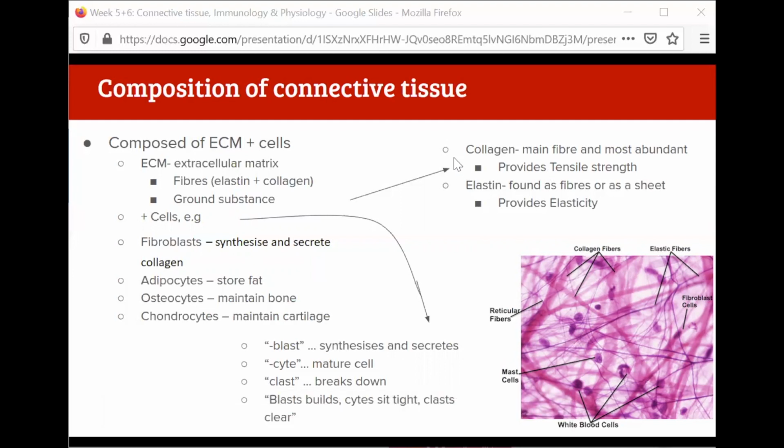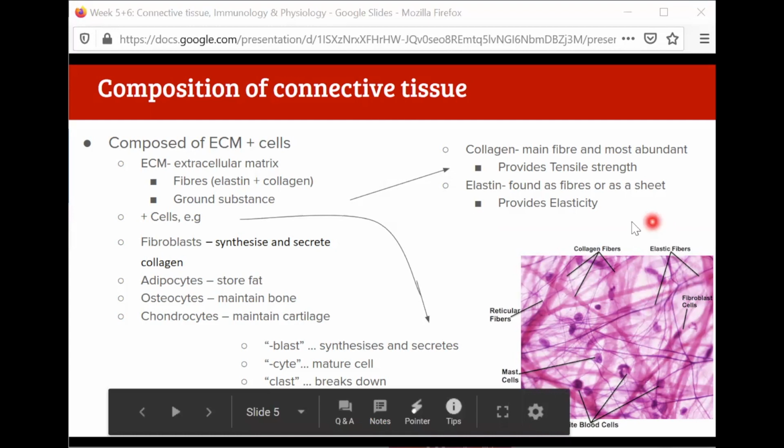Collagen you've probably heard of before. It's the main fiber and it's the most abundant in the body. It provides tensile strength, so it's like a structural protein. Then we've got elastin. Elastin is found as fibers or as a sheet, and like the name suggests, it's a type of fiber which provides elasticity. If we have a look at this photo on the bottom right-hand corner, you've got the collagen fibers and the elastic fibers, those dark purple elastic fibers.